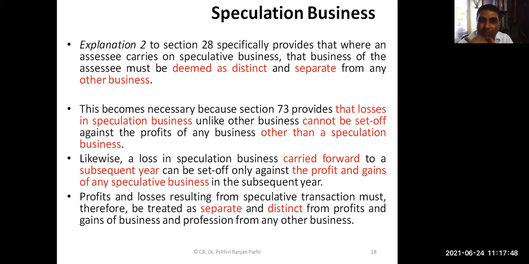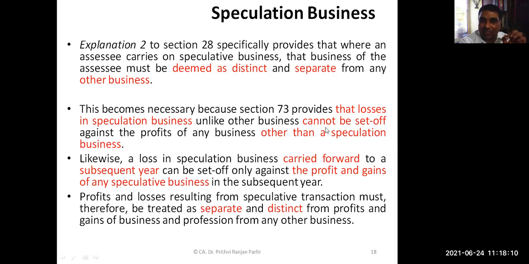Because there is one more concept. There is the concept of set off and carry forward of losses, which is dealt with in section 73. We have separate videos on that, on how to set off and carry forward business losses. If you want, you can watch those videos available on our channel.